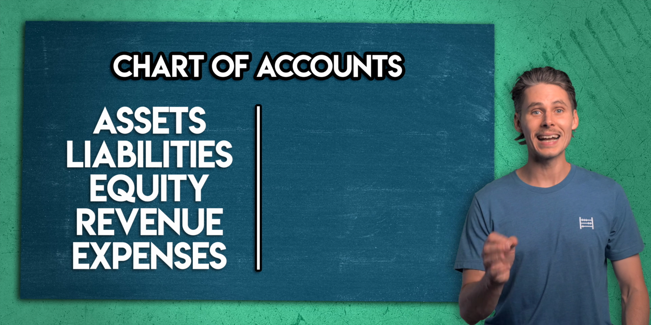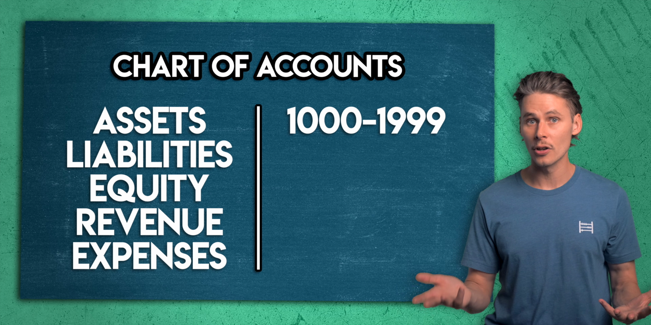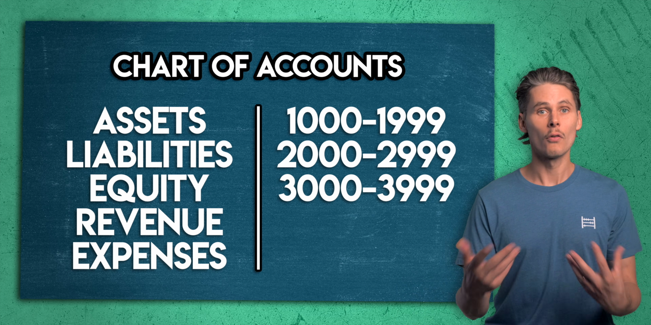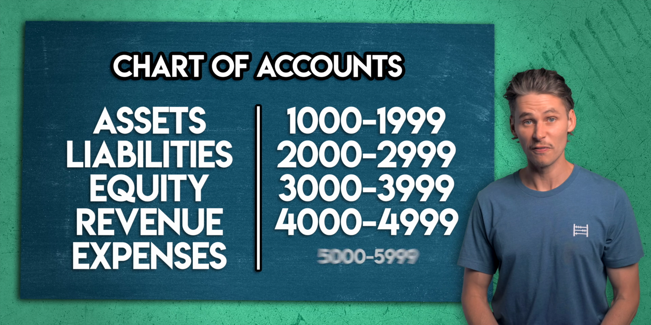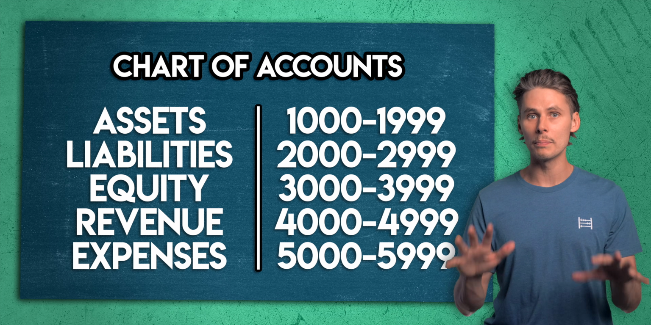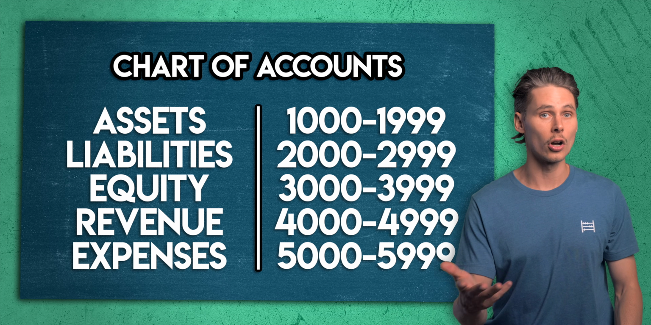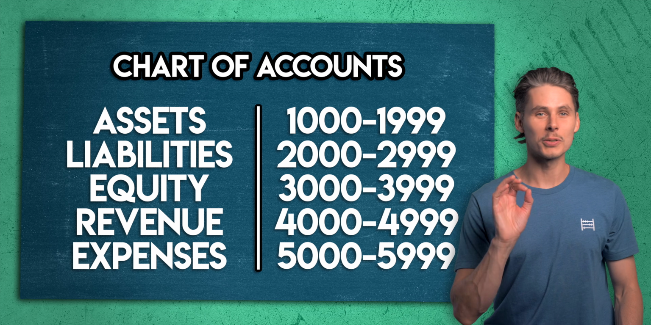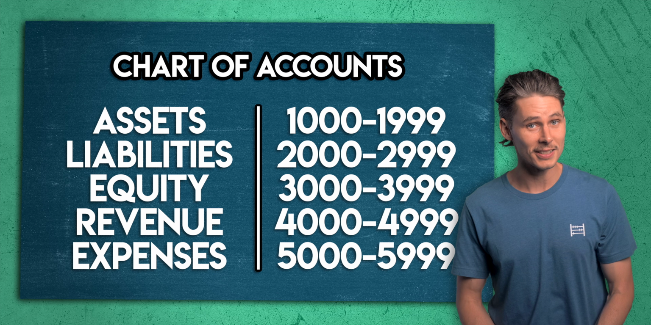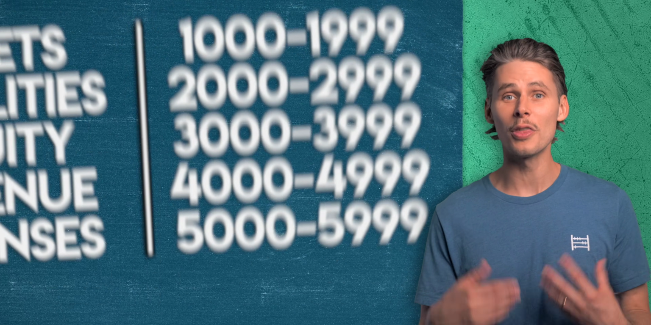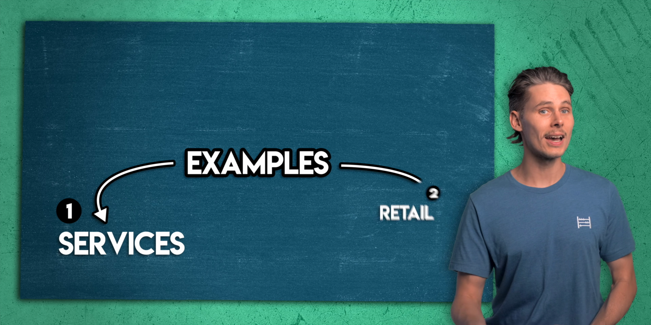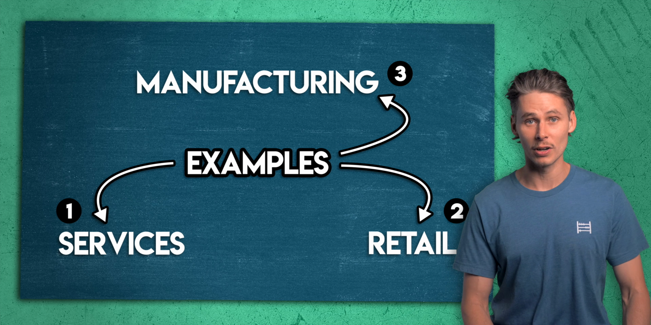For example, assets might use the 1000s, liabilities could get the 2000s, equity the 3000s, revenue the 4000s, and expenses the 5000s. These 5 groups of accounts are the same across all businesses because they align with the structure of financial statements. But the specific accounts can vary depending on the industry and the type of business. Allow me to demonstrate with 3 quick examples. We have a service business, a retail business, and a manufacturing business.